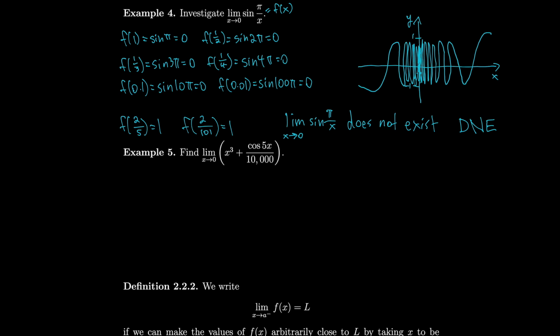Okay, so let's do another example. How about the limit of x cubed plus cosine 5x over 10,000 as x approaches 0? So we can build a table. Again, we'll call this guy f of x. That's the whole thing, x cubed plus cosine 5x over 10,000. Alright, let's look at 1. So if we plug in 1, we get 1.000028.